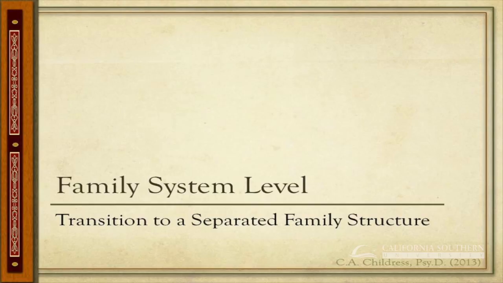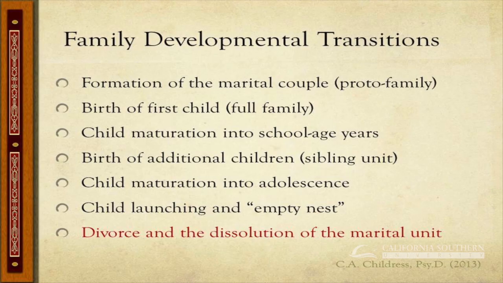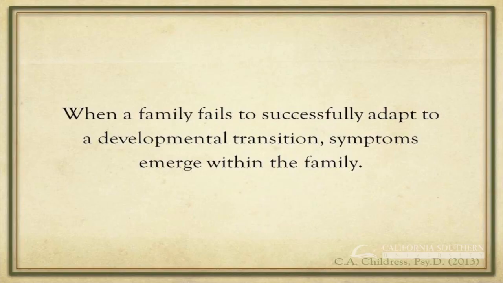So starting with the family systems level. From a family systems theory, families go through transitions. For example, the birth of the first child creates a transition for the family. The growth of the child, maturation into the school years, or into adolescence, where we now have a new adult in the family, or the launching of the child into adulthood. All of those periods involve transitions in the family. And if a family fails to make a successful transition, symptoms emerge. Well, the divorce and dissolution of the marriage represents another transition in the family. And so that's where this family, from a family systems perspective, is having difficulty.